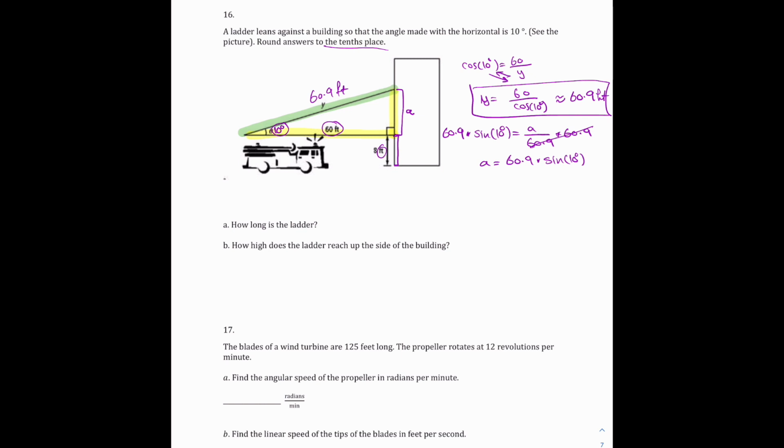Again, make sure you are in degree mode. And we get about 10.6. So A is equal to 10.6 feet. The total height that we need for this question is basically 10.6 plus 8, which will give me 18.6 feet. So that is the answer for the second part. For the first part, let me write it here. We figured that out and it was 60.9 feet.